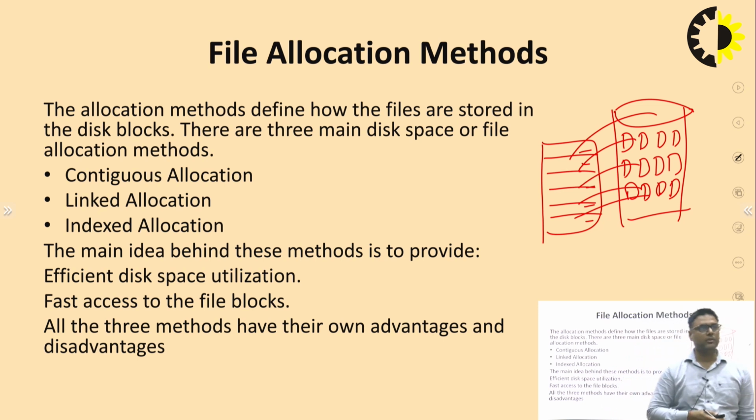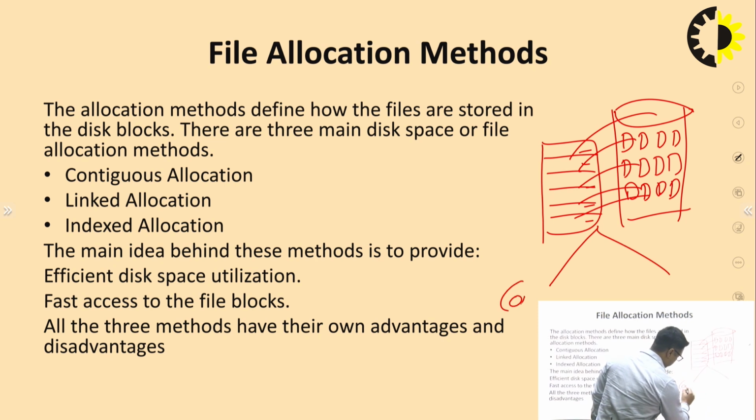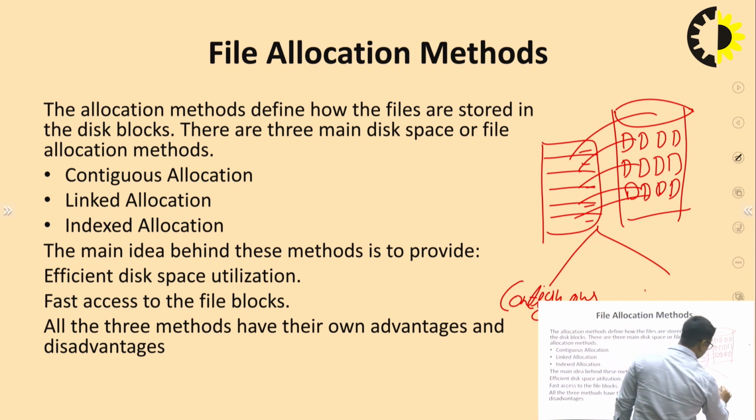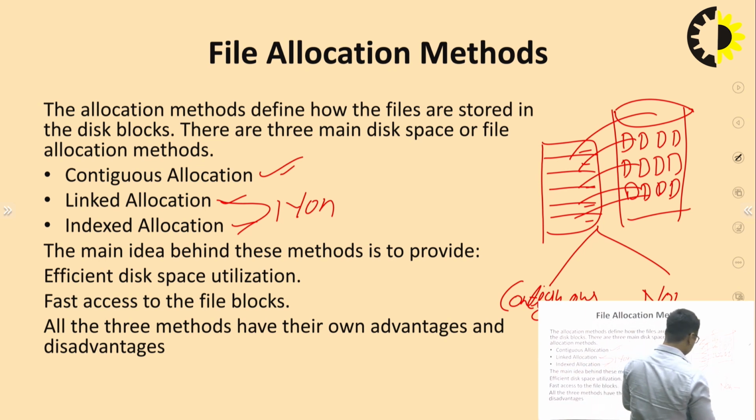There are 3 main disk space or file allocation methods. Basically, here mentioned are contiguous, linked list allocation and index allocation. Files are stored in 2 forms: first is contiguous, and second is non-contiguous. Linked list and index are part of the non-contiguous, and contiguous allocation is also called the sequential allocation of the files.